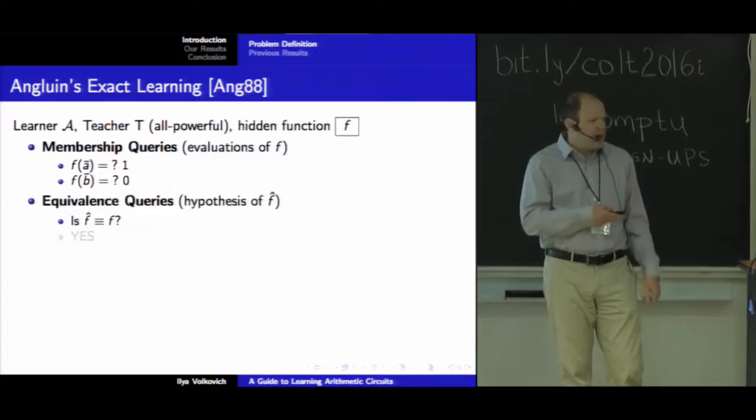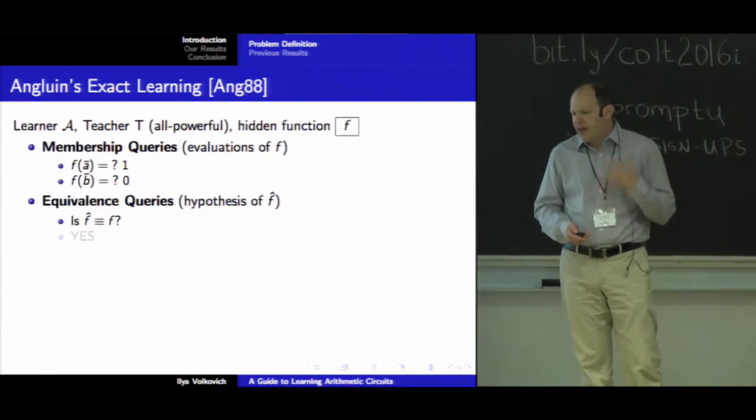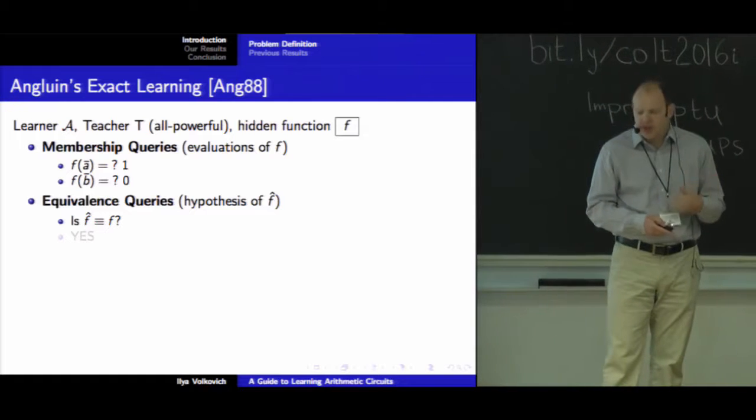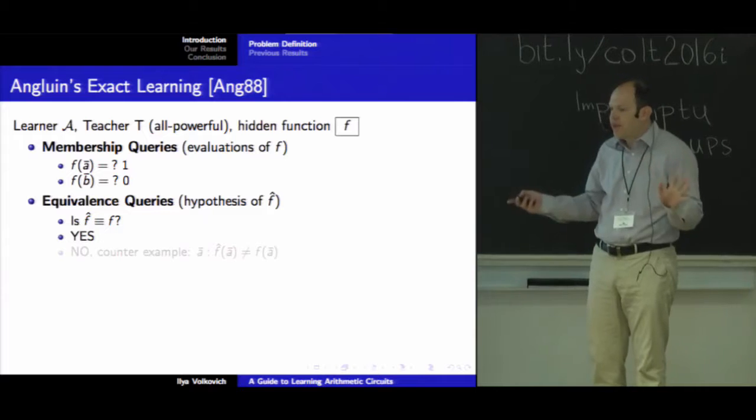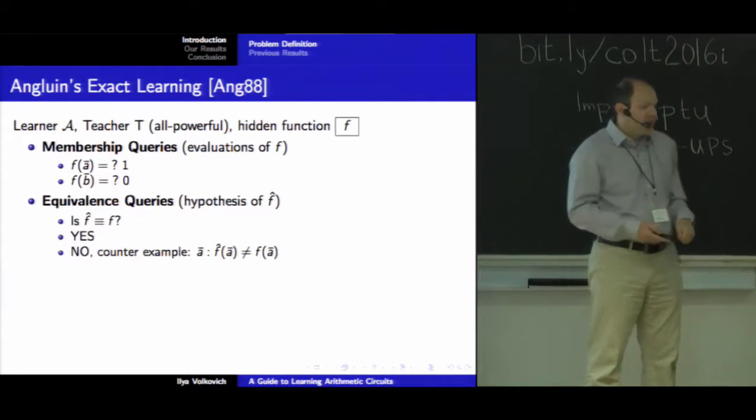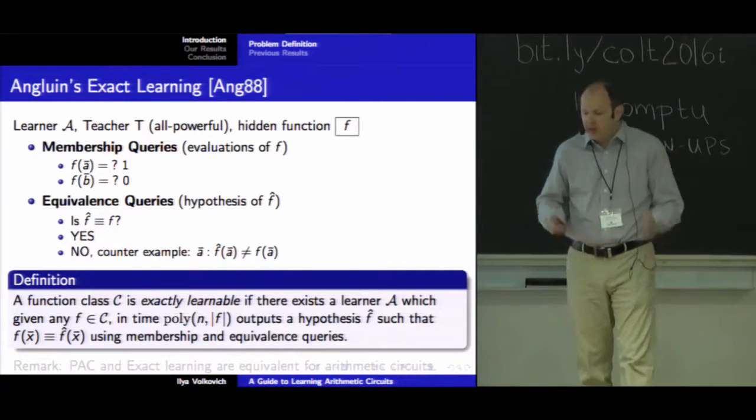The other type of query is what's called an equivalence query. In this case, a learner proposes a hypothesis and asks, does the hypothesis represent the function? And there will be two outcomes. If the answer is yes, then everybody is happy, the job is done. Otherwise, the learner gets a counterexample to the hypothesis. And with this terminology, we have this definition.